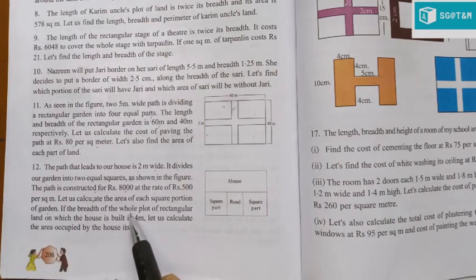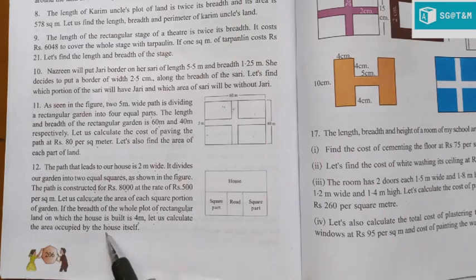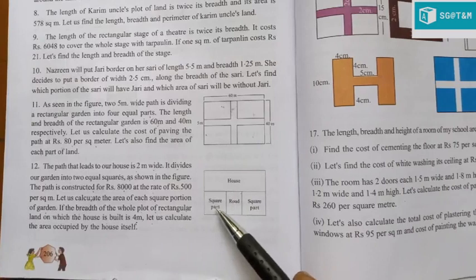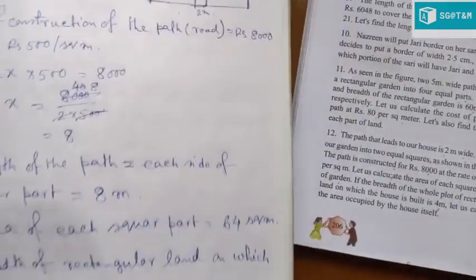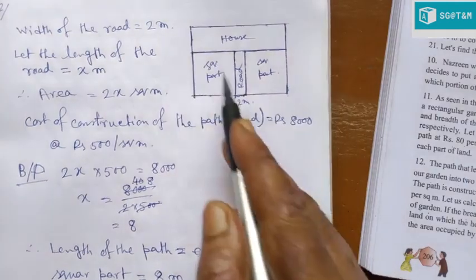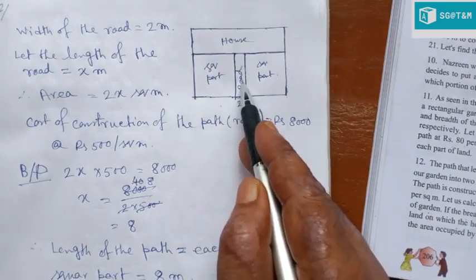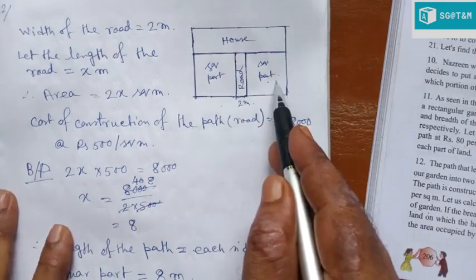If the breadth of the whole plot of the rectangular land on which the house is built is 4 meter, let us calculate the area occupied by the house itself. This is the house, this is the road, and these are 2 square parts of land. Draw this figure again in your copy. This is the house, this is the square part of land, this is the road, and this is another square part of the land.